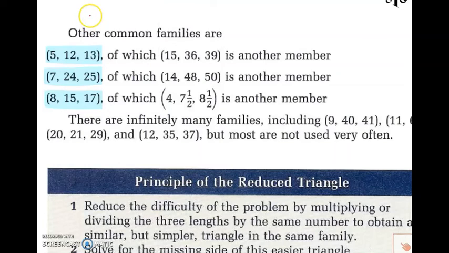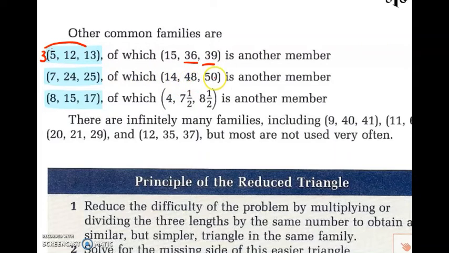The scalar 3 applied to a 5, 12, 13 would result in a 15, 36, 39, because 3 times 5 is 15, 3 times 12 is 36, and 3 times 13 is 39.